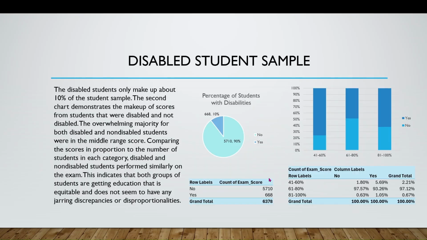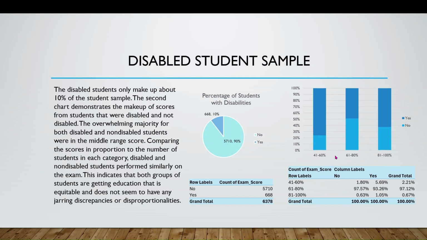So I wanted to take a look at the disabled student sample. This is all the students that reported having learning disabilities. Only 668 said they do have learning disabilities, while the remaining said they don't. Comparing the scores in proportion to each category, the disabled and non-disabled students performed pretty similarly.